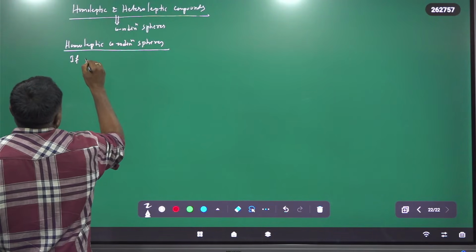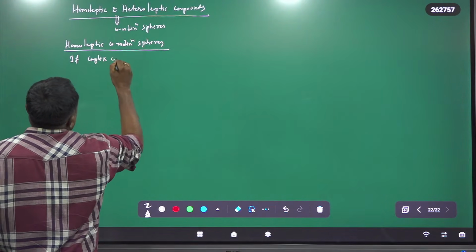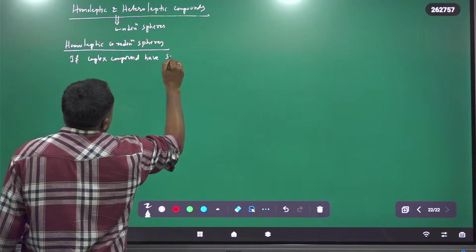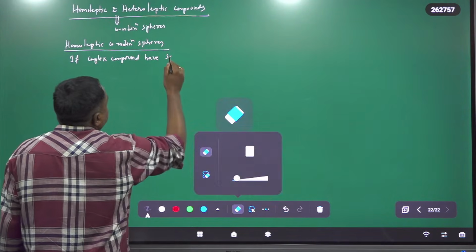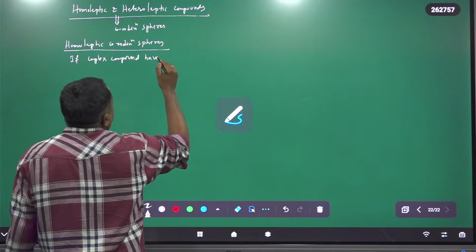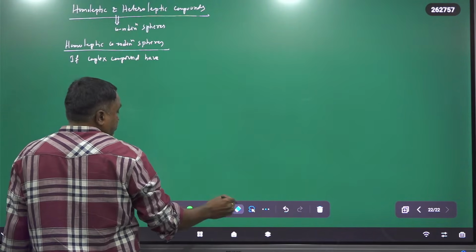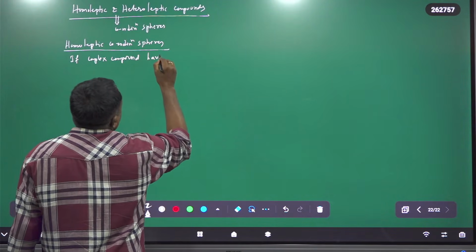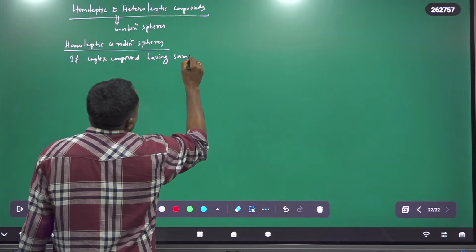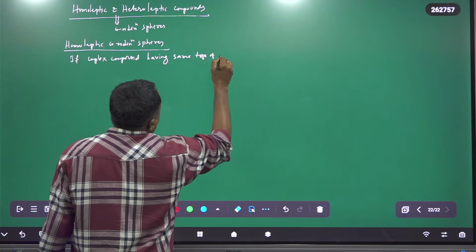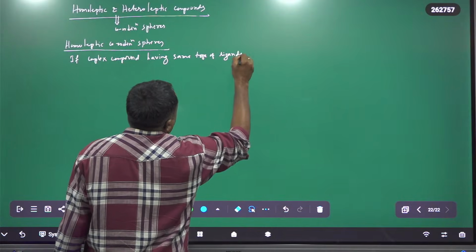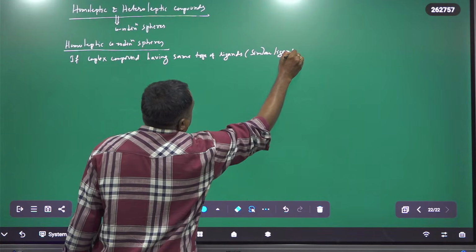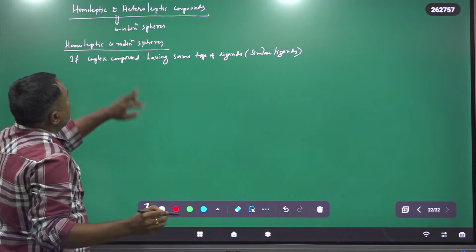If a complex compound has the same type of ligands, similar ligands, then they are homoleptic coordination spheres.